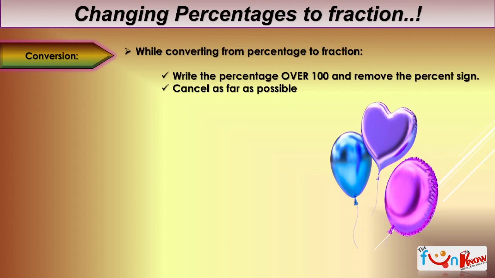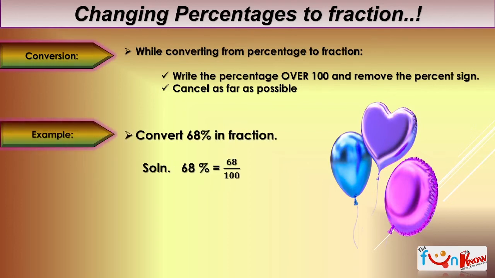Check the rules. While converting a percentage to a fraction, write the percentage over 100 and remove the percentage sign. Cancel as far as possible. Let us see with an example. 68% is a percentage, and you have to convert it to a fraction.